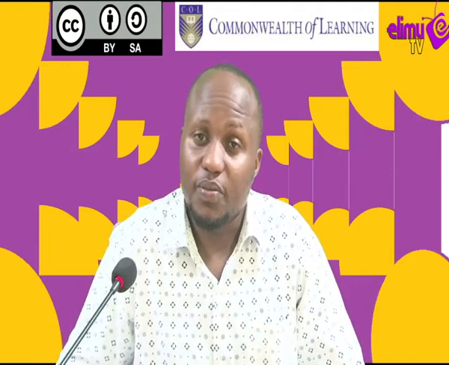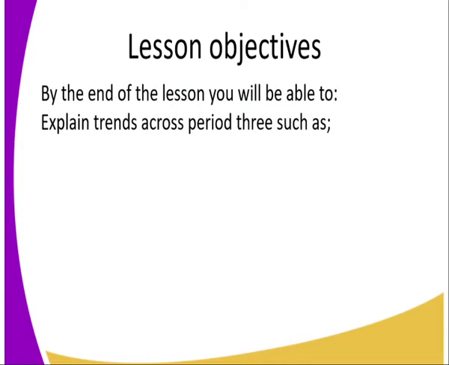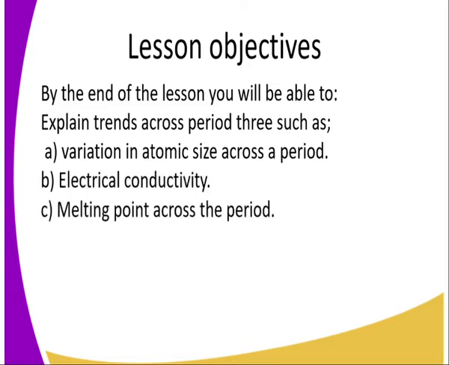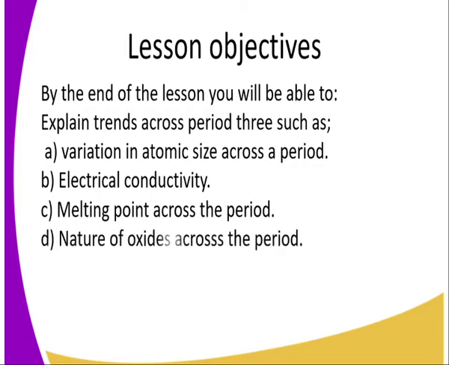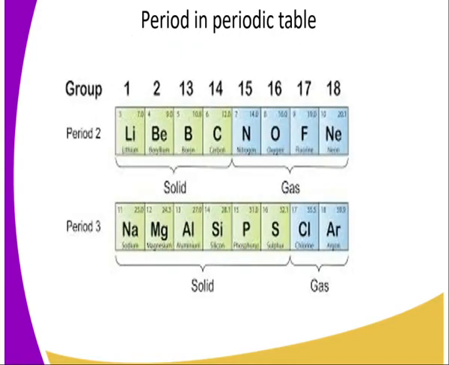So what are the goals of this lesson? By the end of this lesson, you'll be able to explain trends across period 3, such as variation in atomic size across the period, electrical conductivity, melting point and boiling point across the period, and the nature of oxides across the period.